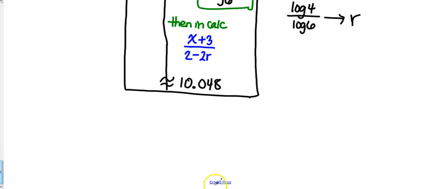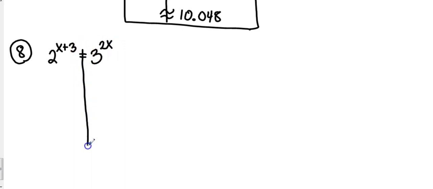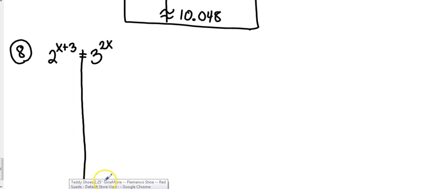Number 8. Says 2 to the x plus 3 equals 3 to the 2x. So once again, I have the situation where I have a base to a power on both sides, but notice, are the bases the same? Nope. So we're going to have to commit to either log base 2 or log base 3.